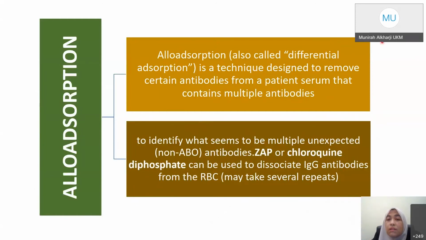Alloadsorption, also called differential absorption, is a technique designed to remove certain antibodies from a patient's serum that contains multiple antibodies. This is to identify what seem to be multiple unexpected antibodies. It does not include the ABO antibody, because ABO antibody is at room temperature. Zinc or chloroquine diphosphate can be used to dissociate IgG antibodies from the RBC. Usually alloadsorption is more for IgG type antibody.